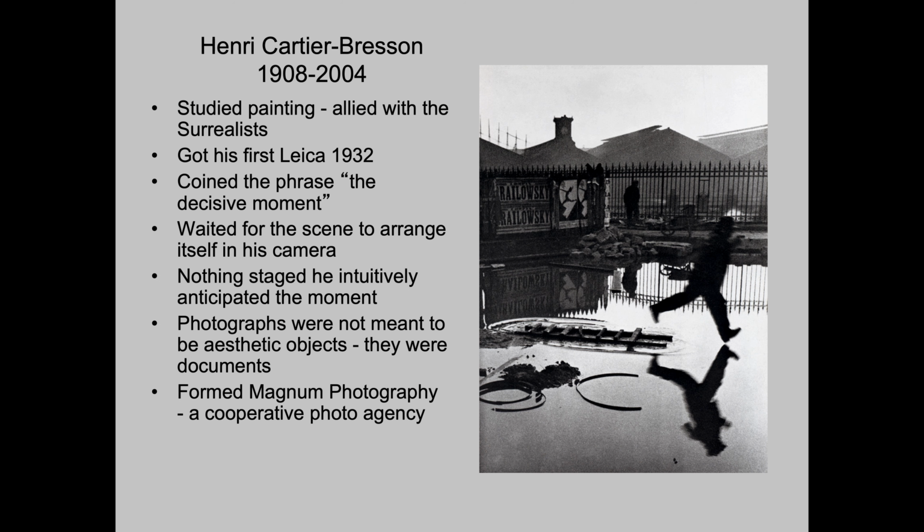So moving on to Henri Cartier-Bresson, who's one of the major figures in photography. And as I mentioned before, in this image, you can kind of see where this leads back to Lartigue and that moment. You'll notice a similarity with a lot of these people, they were painters first. So he studied painting and was aligned also with the Surrealists. He got his first Leica in 1932 and never really looked back.